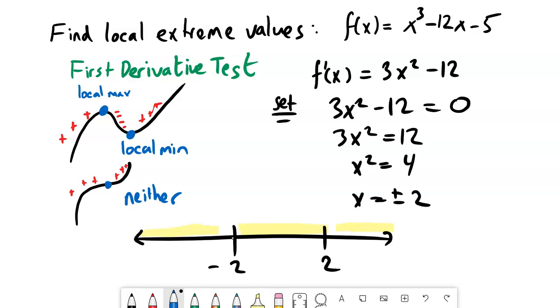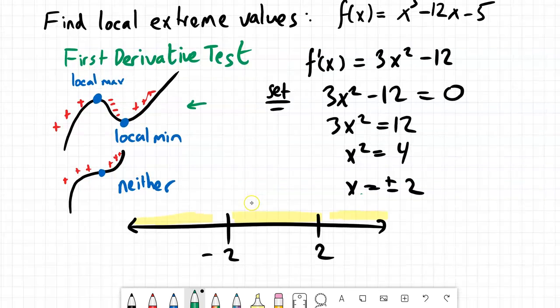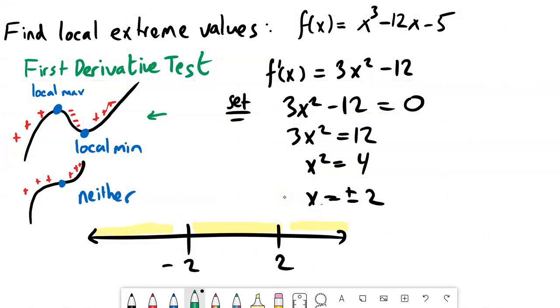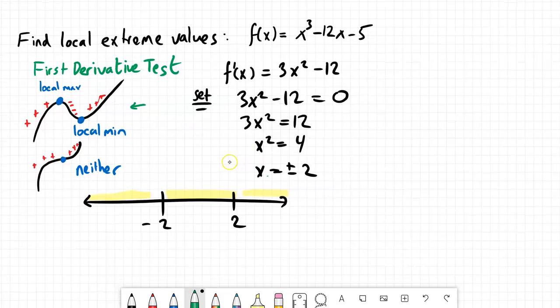And if we can do that, for example, if this is a minus region and this is a plus region, looking at this picture right here, this is a max, for example. And if this is a minus to a plus, this is a minimum. And in the other case, if it's plus and plus, then it's a saddle or neither point. So we want to look at these three regions and pick a point in each region. If we can find the sign at that point, we can define these intervals as positive or negative. So I'm going to zoom out.